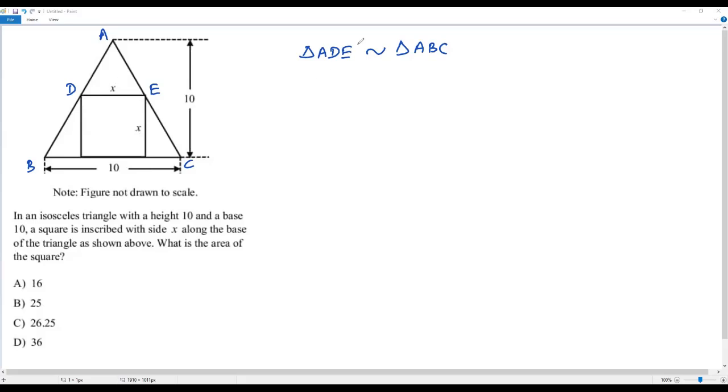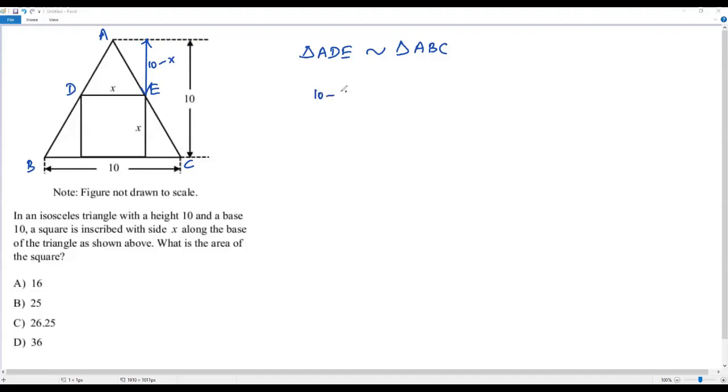Now let me consider the height of the smaller triangle ADE. Actually, the height of the smaller triangle ADE is not known, so first we have to find that. Let me draw a line segment which represents the height of the smaller triangle ADE. Here this blue line segment represents that height. We know that this complete height is 10, and we know that the length of this part is x. Then what is the length of this line segment? For that we subtract x from the complete length 10, and I'm getting 10 minus x. So 10 minus x is the height of the smaller triangle ADE.